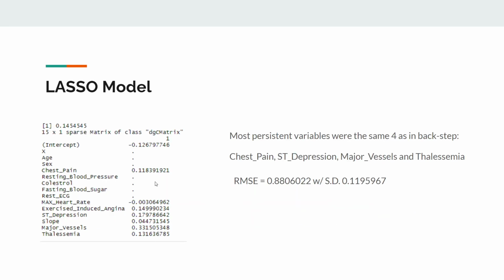So we get quite a few more predictor variables, but the most persistent variables were the same four as in the back step selection, which were these four: chest pain, ST depression, major vessels, and thalassemia. And using all of these, we get an RMSE of about 0.88 with a standard deviation of about 0.12. So a bit higher RMSE, despite more predictors.